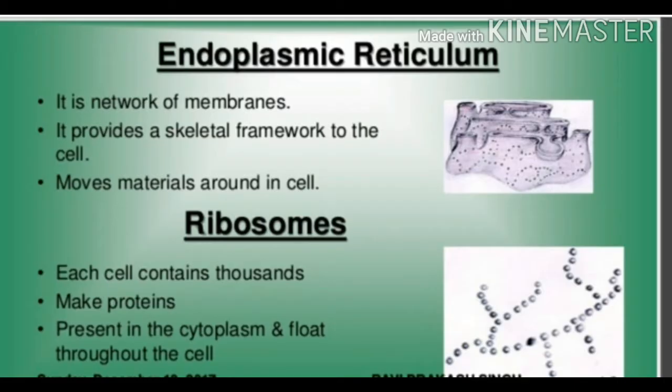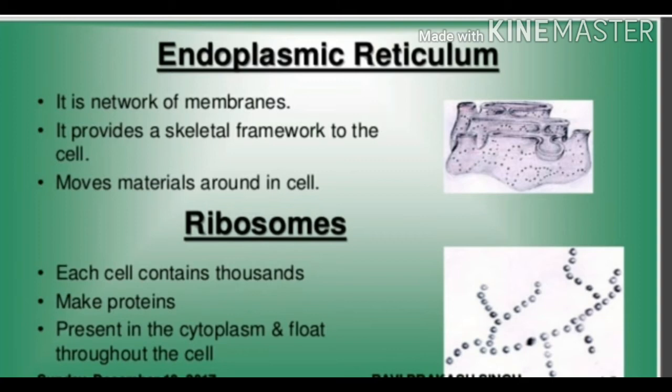Endoplasmic reticulum. They are also very important cell organelles. It is a network of membranes. They are sheet-like structures and provide a skeletal framework to the cell, and help in movement of materials around and in the cell. So they help in transport of substances. They are of two types, rough endoplasmic reticulum and smooth endoplasmic reticulum. This difference is only due to the presence or absence of ribosomes on their surface.